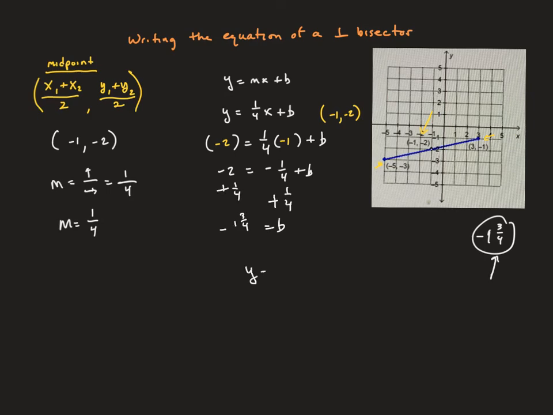So we're going to have y equals 1/4 x minus, I don't want to use that. I'm going to go ahead and use an improper fraction, and I'm going to convert that to 7/4. So y equals 1/4 x minus 7/4. There we go. And that is calculating that equation of a bisector.